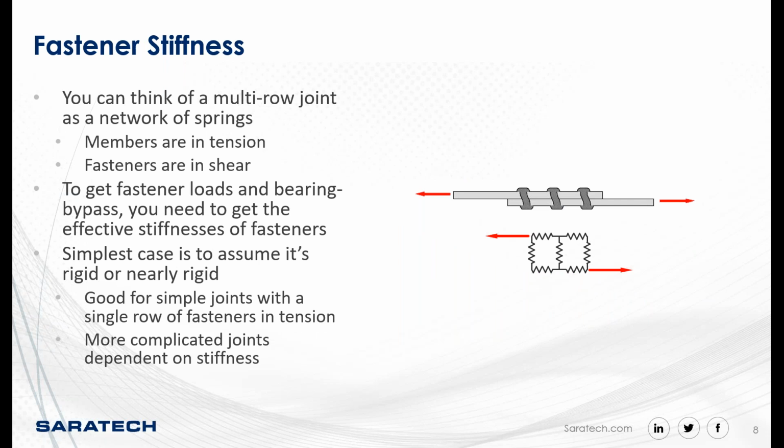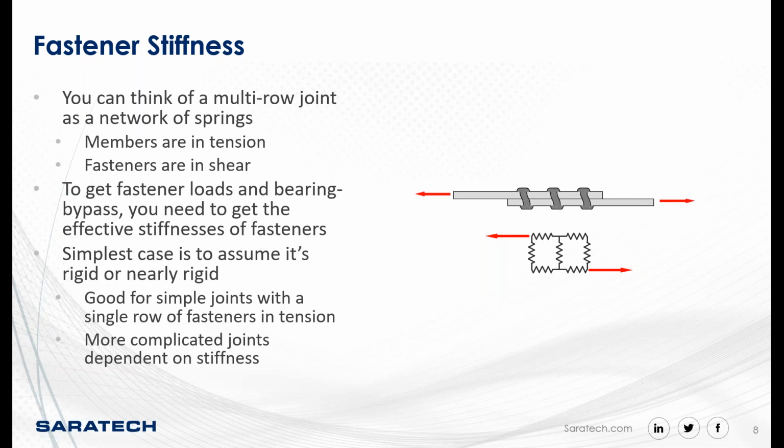So you can think of a multi-row joint as being really a network of springs. We've got these members in tension, and our fasteners are put into shear when we pull on them. And you want to get the loads that are being transferred through each fastener. And in order to do that, you have to know what its effective stiffness is. In the simplest case, you can assume it's rigid or nearly rigid.